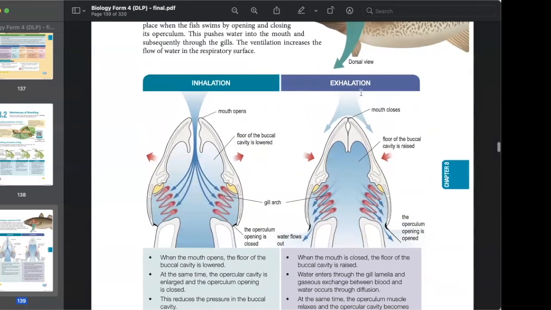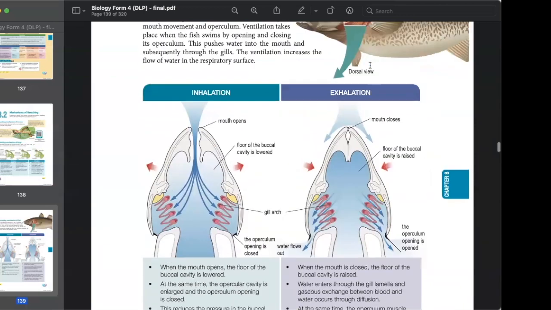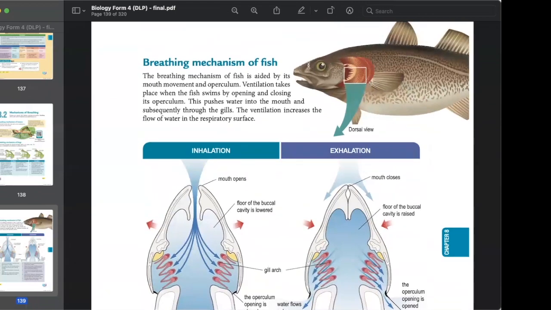Okay, and then for exhalation, it is the opposite. The mouth closes instead of opens. The floor of the buccal cavity rises instead of lowering. Maksudnya dalam exhalation, dia akan tutup mulut and then buccal cavity akan naik ke atas. Operculum akan terbuka, sebab tadi tertutup.